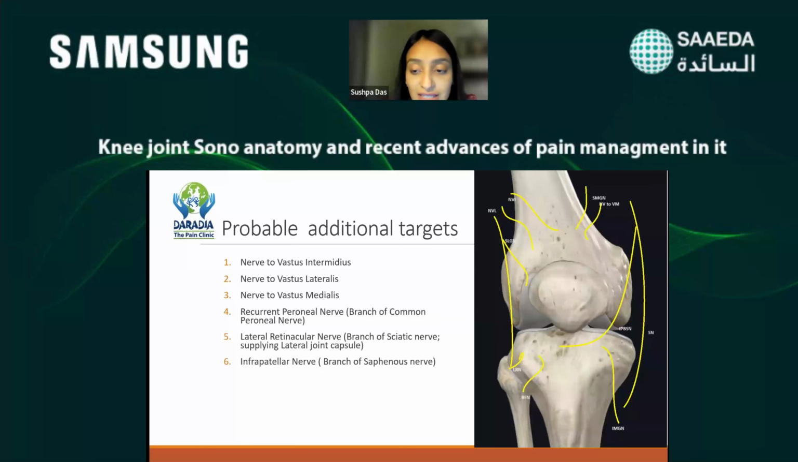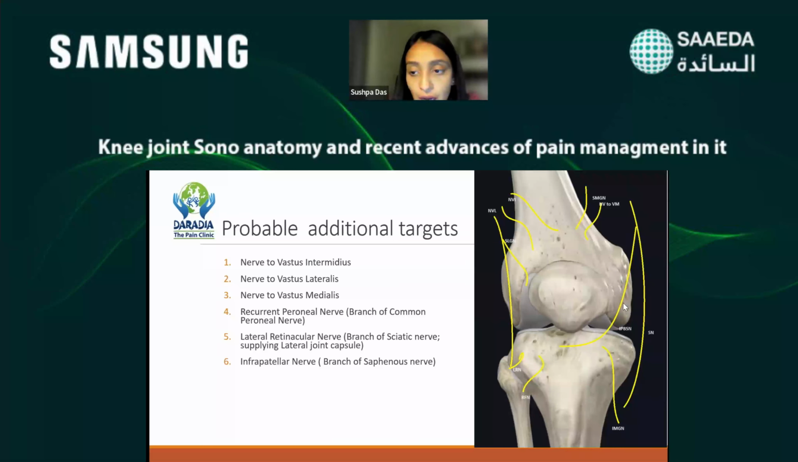Mind it, all these nerves that I am about to mention are better seen, or only seen, with the ultrasound. So there is the nerve to vastus intermedius, the nerve to vastus lateralis giving the superolateral genicular nerve. And then we have the superomedial genicular nerve, and then the nerve to vastus medialis.